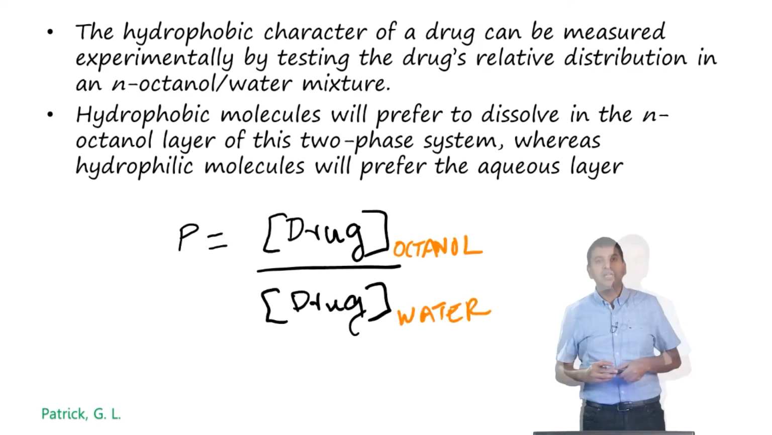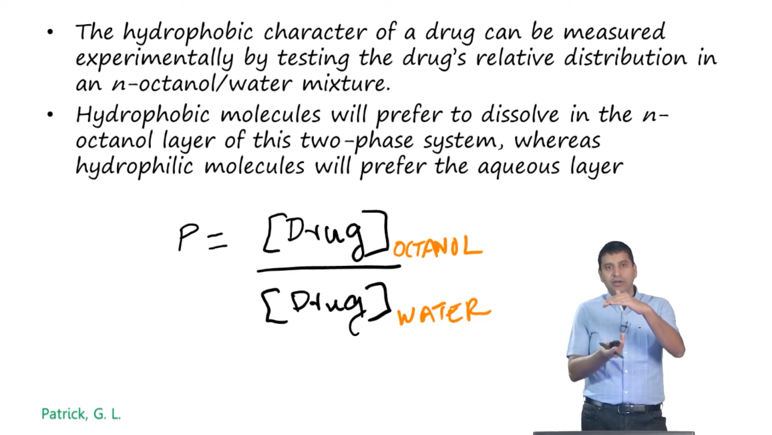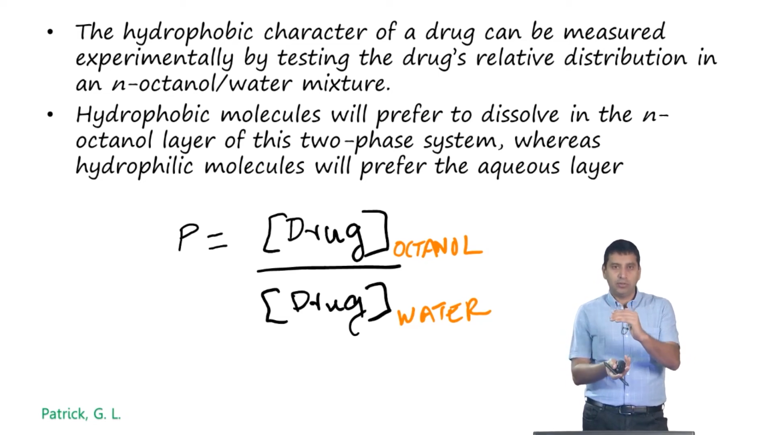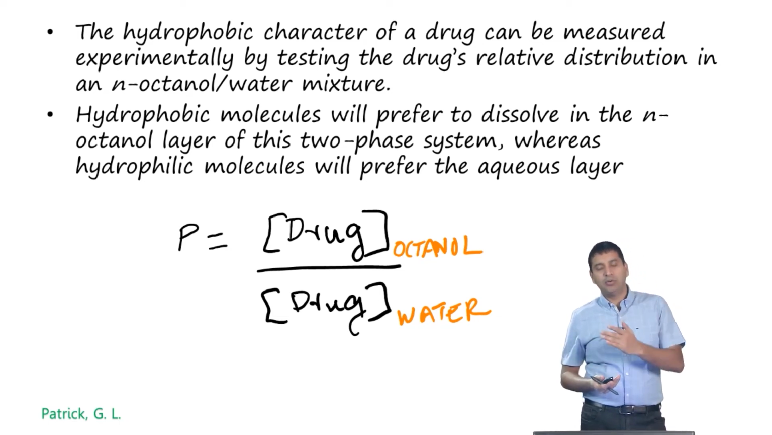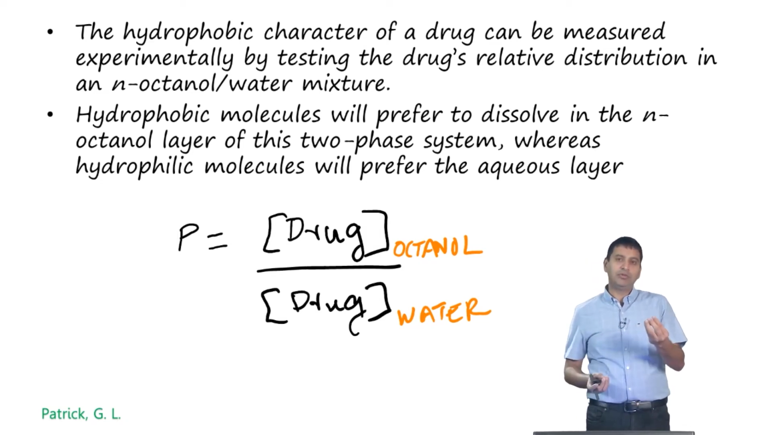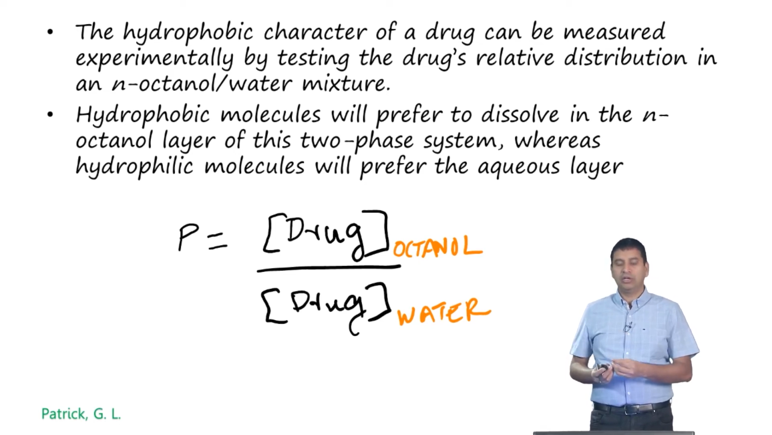Now, the hydrophobic character of a drug can be measured in many ways. One of the ways to do it is to have a mixture of N-octanol and water. When you have this mixture, these are immiscible liquids and therefore, they are going to form layers. That means that you will have an octanol layer and a water layer. Now, when you add your compound to this, the compound will either dissolve completely in N-octanol, or if it is aqueous soluble, it may completely dissolve in water, or there may be some part of the molecule which will dissolve in water and some part of the molecule that will dissolve in the octanol layer.